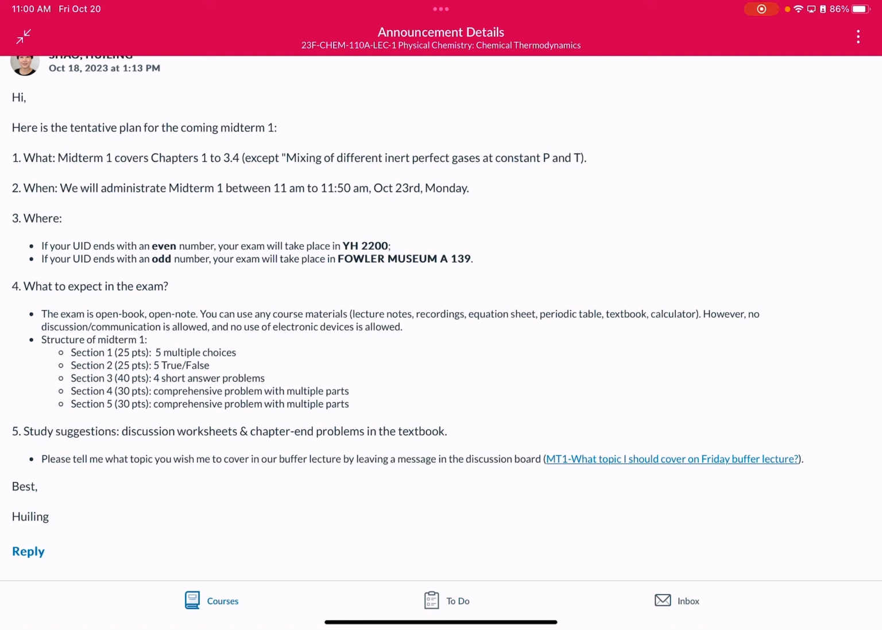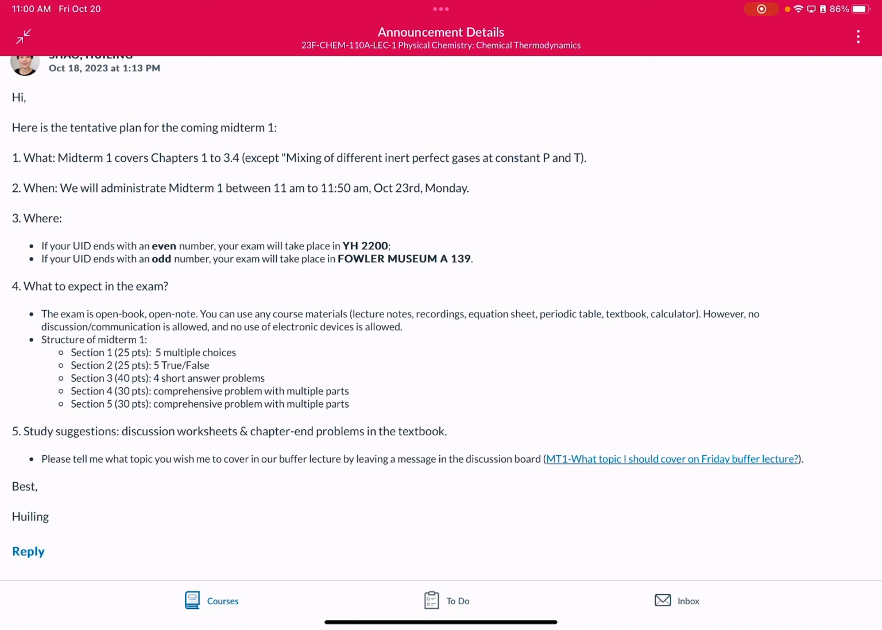In short, you will be taking your exam in a different room depending on what your UID ends on. If your UID ends on an even number, that is 0, 2, 4, 6, 8, you stay here. If it is an odd number, like 1, 3, 5, 7, 9, you go to the Fuller Museum. So write that down and make sure you go to the correct room for the exam. We will switch that for your second midterm exam, so it's more fair.